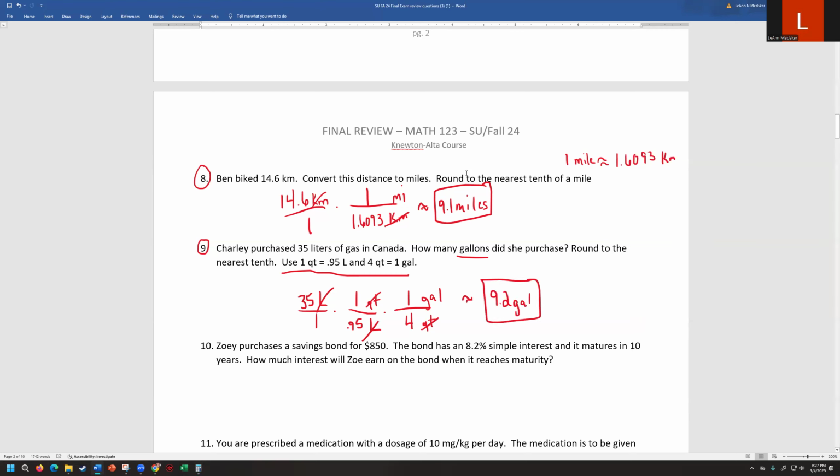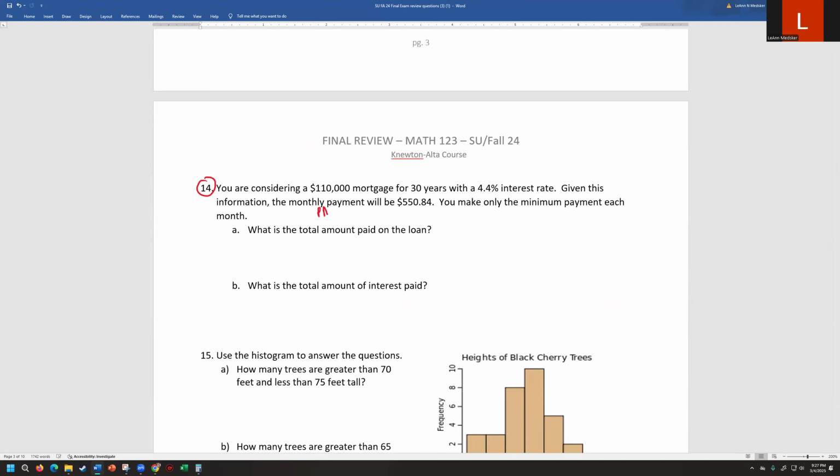Okay. So there's 8 and 9. Number 14, this one has to do with the finance section, but notice that they're not requiring you to do any Excel. They've already told you the PMT. The PMT, they did off line. They did it for you. The monthly payment is going to be $550.84.